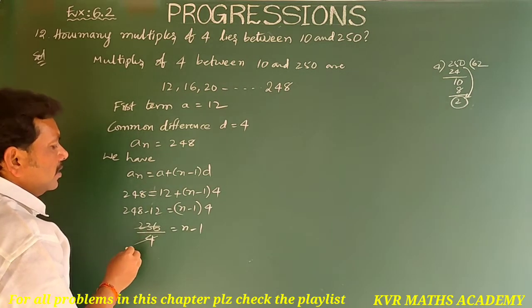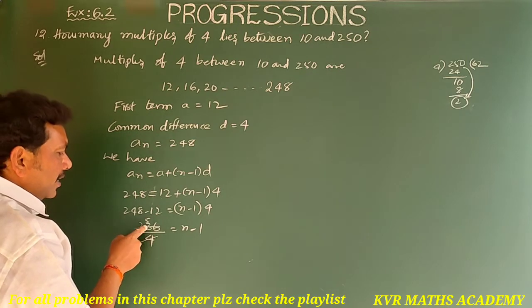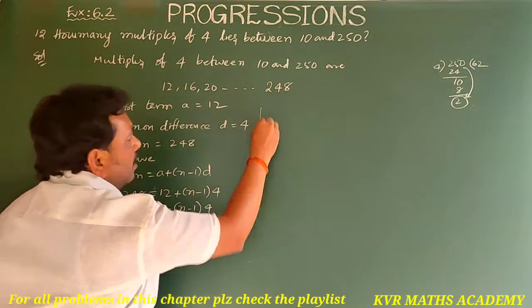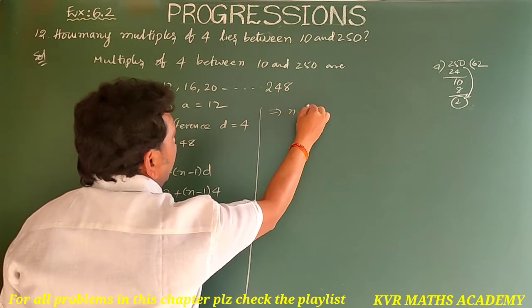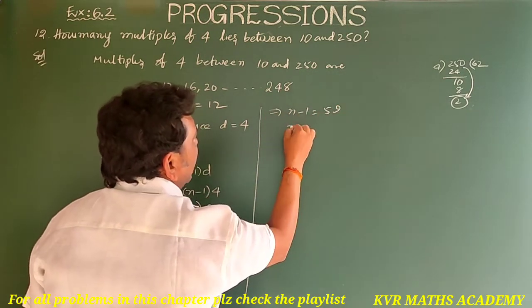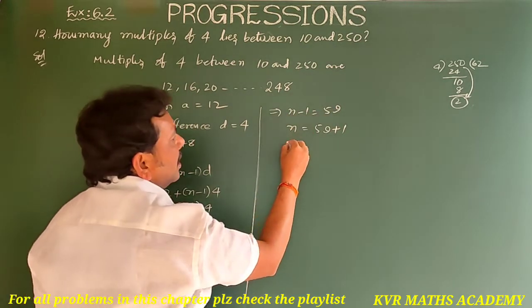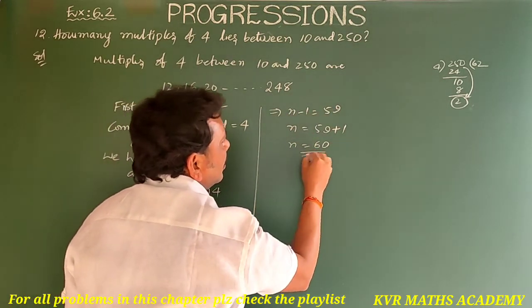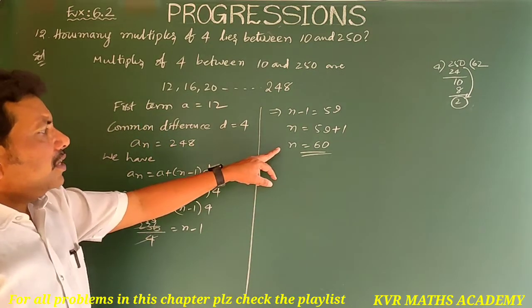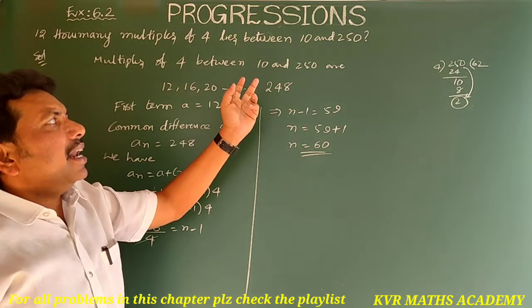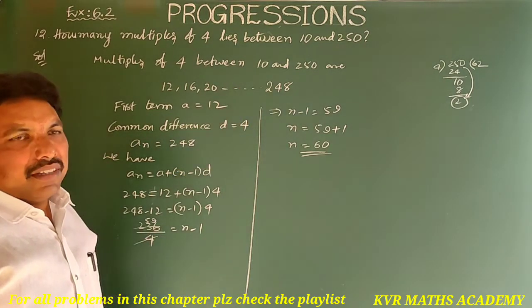4 how many times? 4 5s are 20, 4 9s are 36. So N minus 1 is equal to 59 here. N is equal to 59 plus 1, N minus 1 transferred this side. N is equal to 60. So there are 60 multiples between 10 and 250.